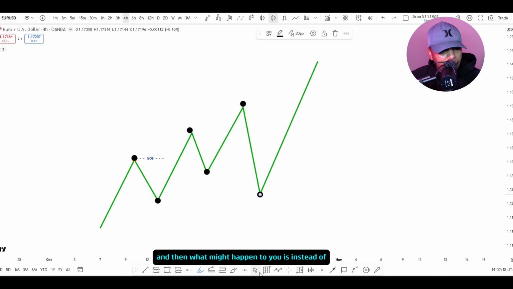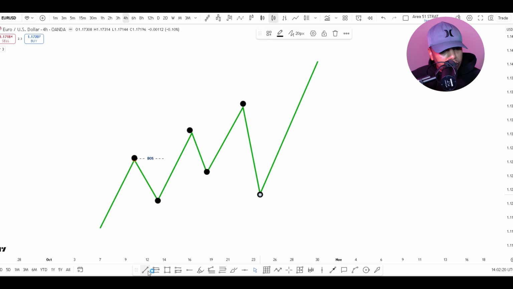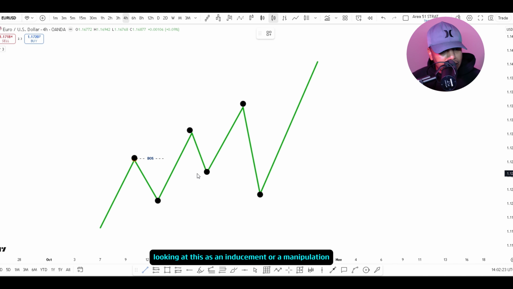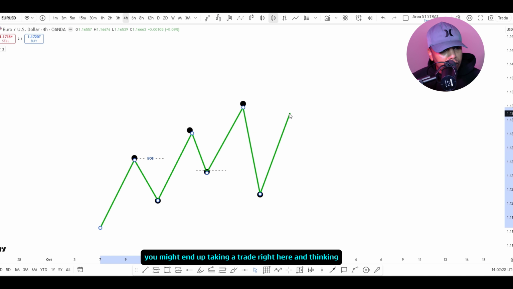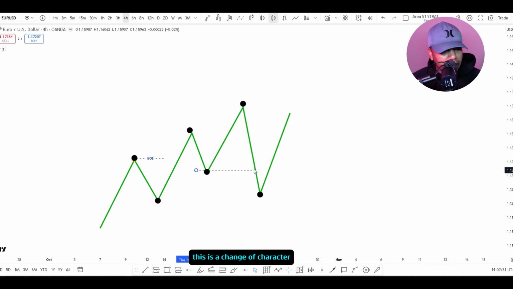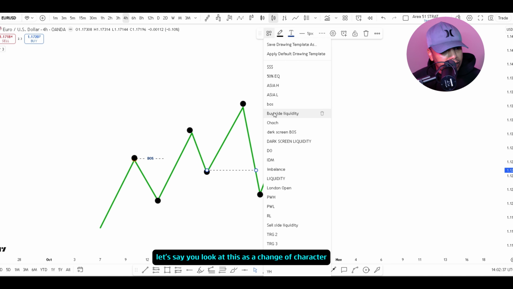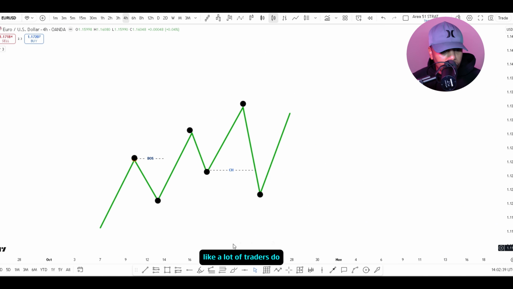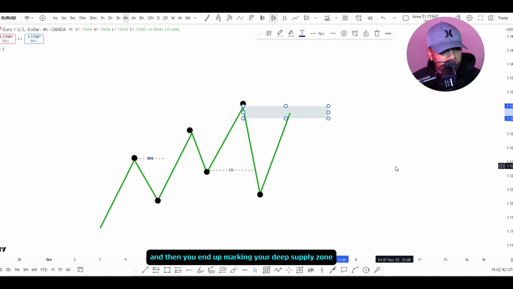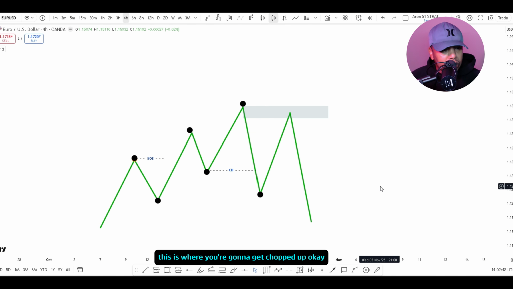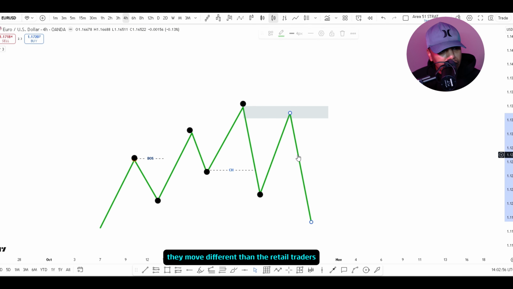And then what might happen to you is, instead of looking at this as an inducement or a manipulation, you might end up taking a trade right here and thinking this is a change of character or a change of directional bias. Okay, let's say you look at this as a change of character like a lot of traders do, and then you end up marking your deep supply zone over here, expecting price is going to continue to the downside. This is where we're going to get chopped up. Okay, because institutions do not move this way. They move different than the retail traders.